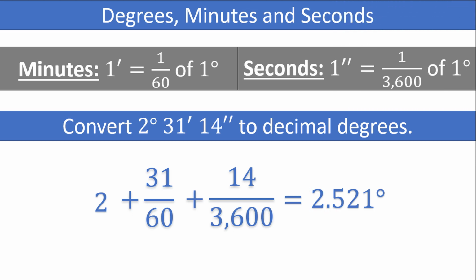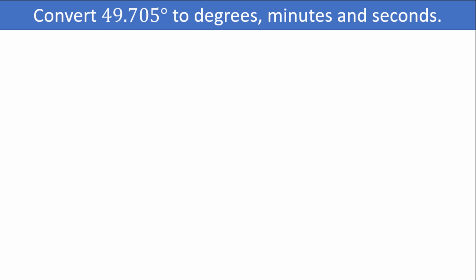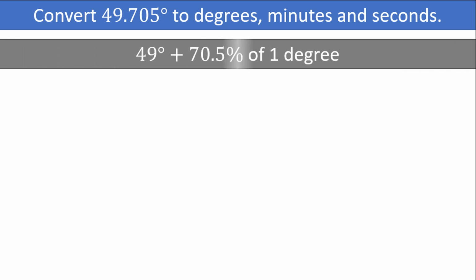Let's try going backwards. Say we have 49.705 degrees, and we would like to convert to degrees, minutes, and seconds. I think this conversion is slightly more tricky than the other way around, and there are a few different ways to think about the process. The way I like to think about it is that we have 49 degrees plus 0.705 degrees, or 49 plus 70.5% of a degree. We have 49 degrees, and are 70.5% of the way to having another whole degree.